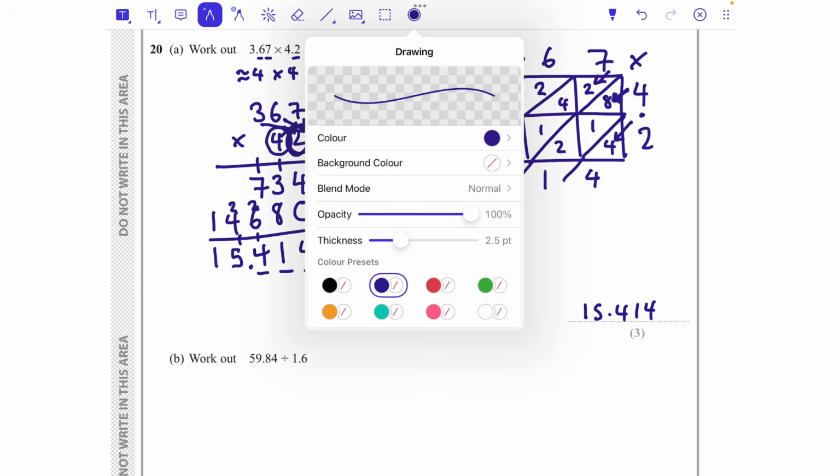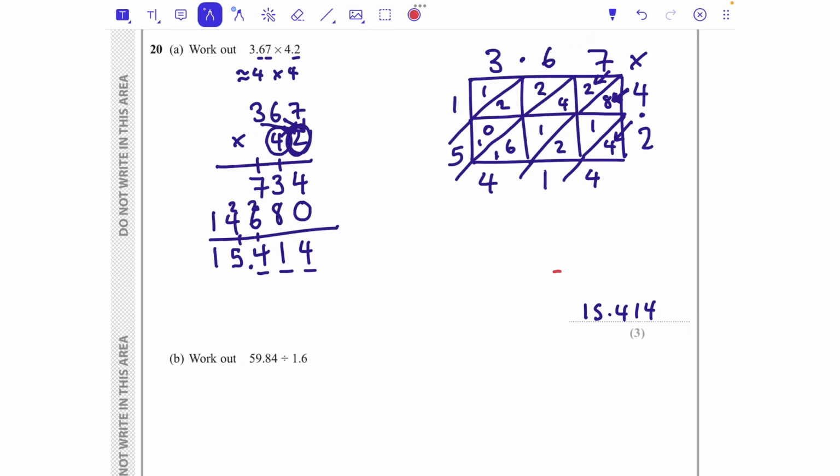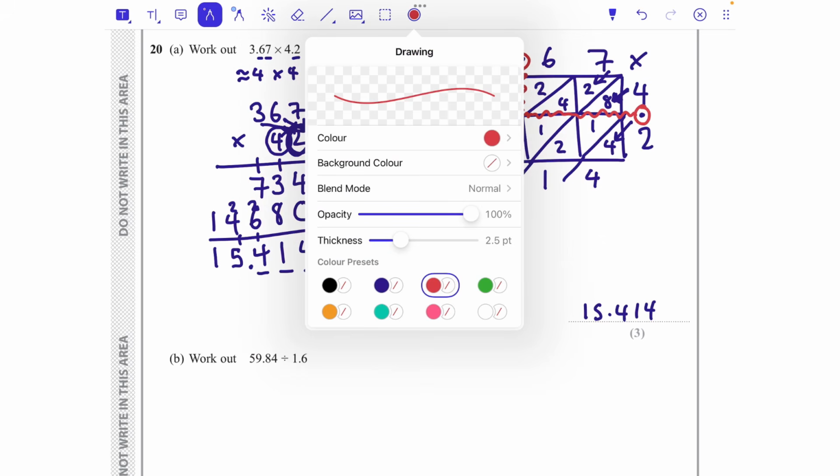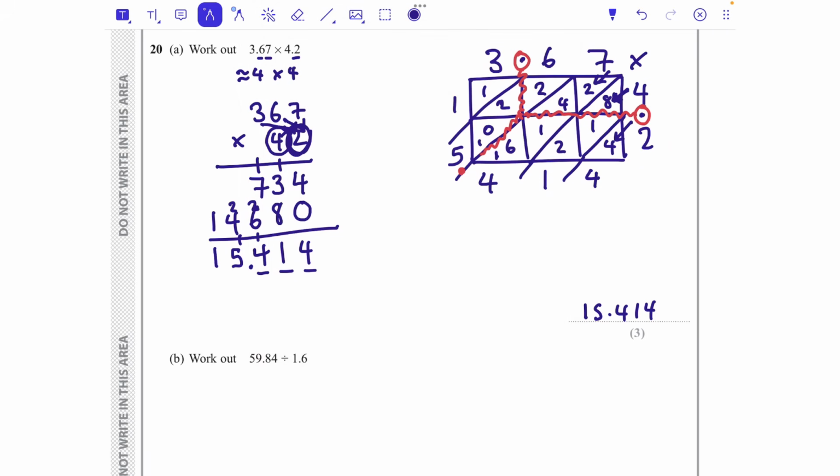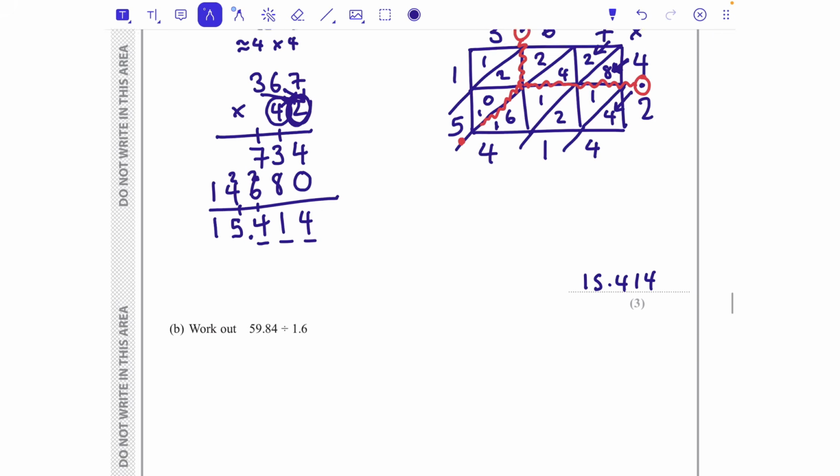Now, if you want to know where the decimal point goes, this is a bit easier because I can take the decimal point here and the decimal point here, go down with one, across with the other, and wherever they meet, you go down that diagonal. So that is 15.414. So same answer both ways, and just do whichever method works for you. Both will be referenced in the mark scheme as valid methods. So whichever one you prefer, make that your method of choice.